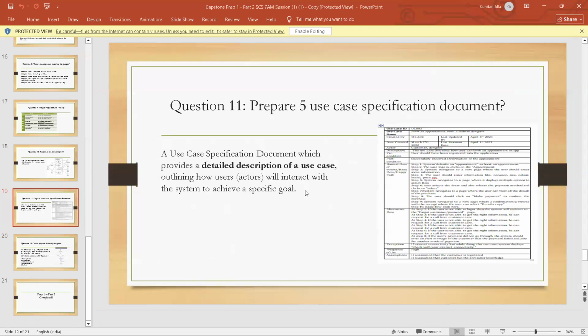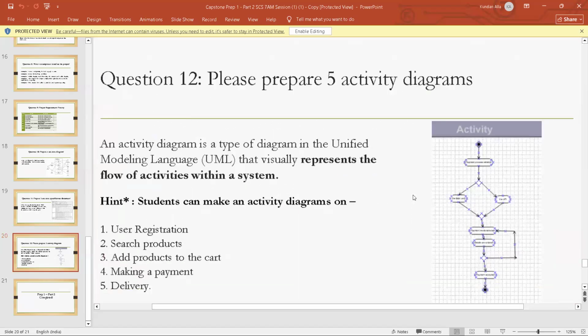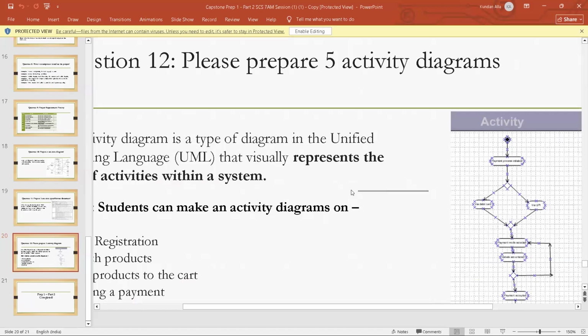And coming to the twelfth question, it is all about activity diagrams. An activity diagram shows the system flow, how the system flows to complete a particular action. It shows only the system flow. Here also we have some components like start node, end node, action state, branch and merge, fork and join, decision box, and control flow. These are some of the components we have in the activity diagram.